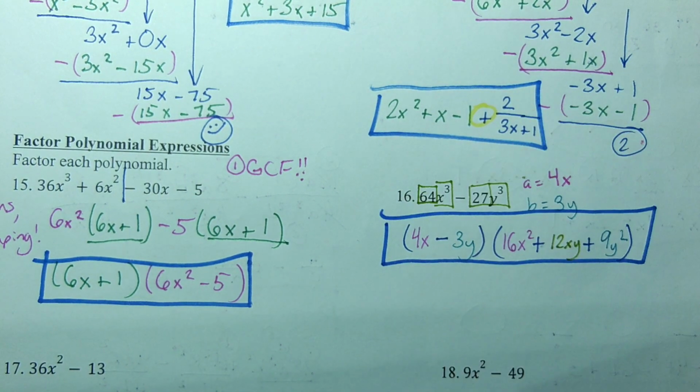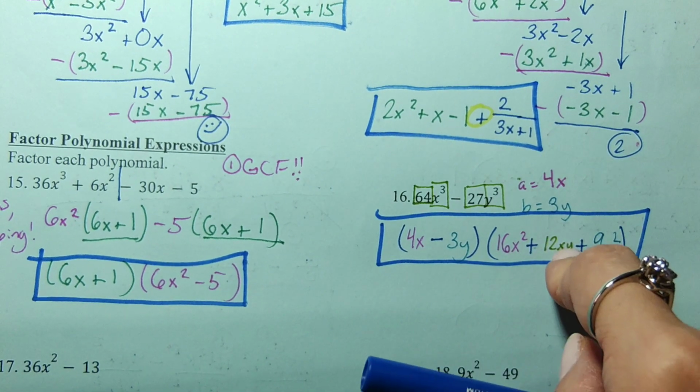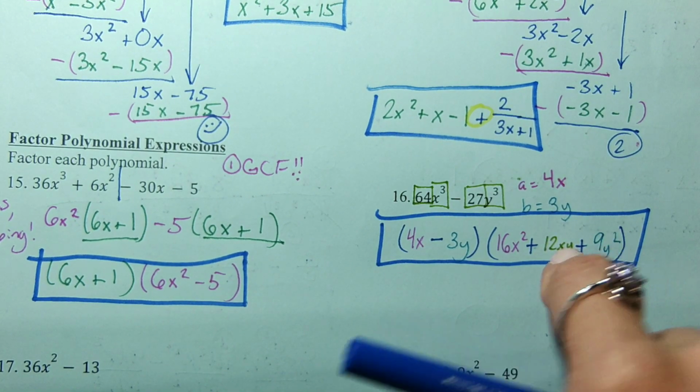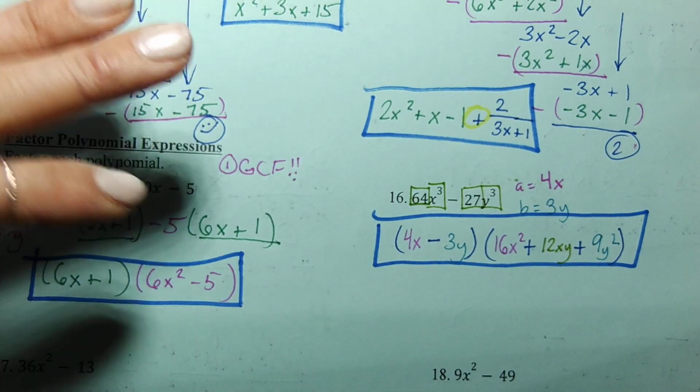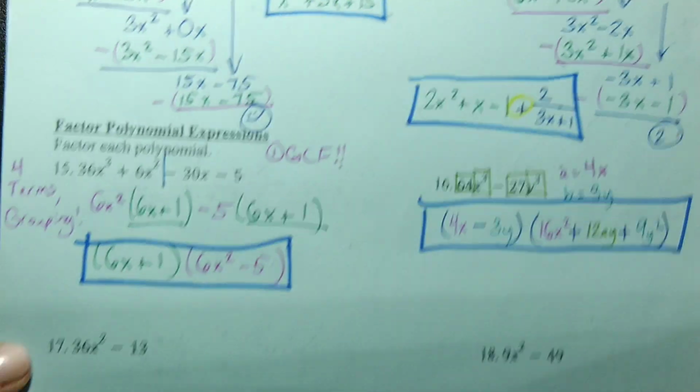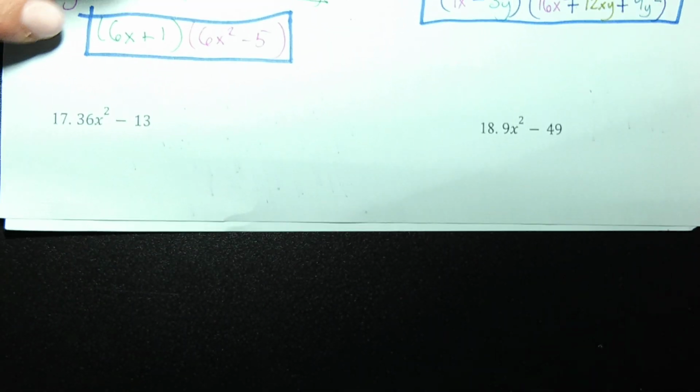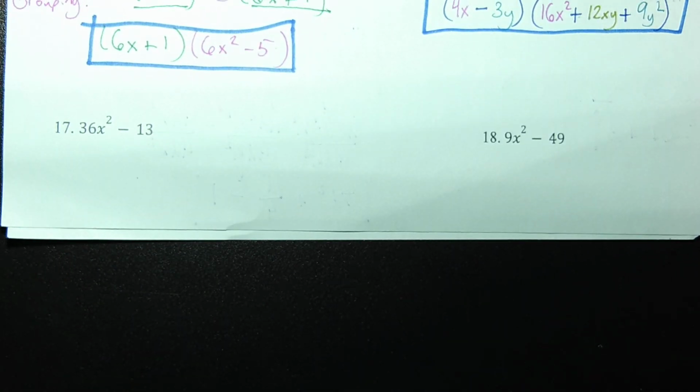And it's kind of like grouping where once you factor it, you're done. You're never going to be able to factor that any further. That's just a rule. That's just how it goes with sum and difference of cubes. So with that in mind, I want you to try 17 and 18.